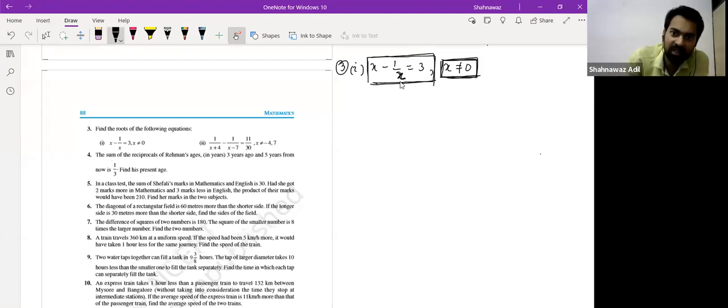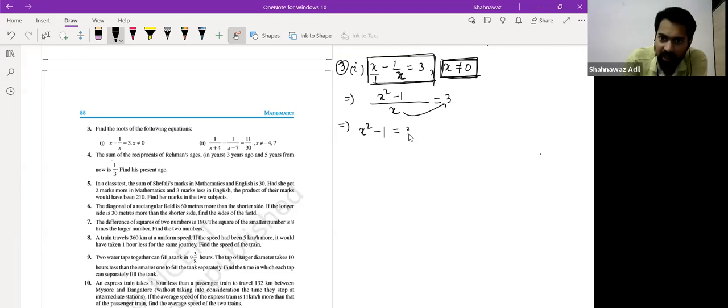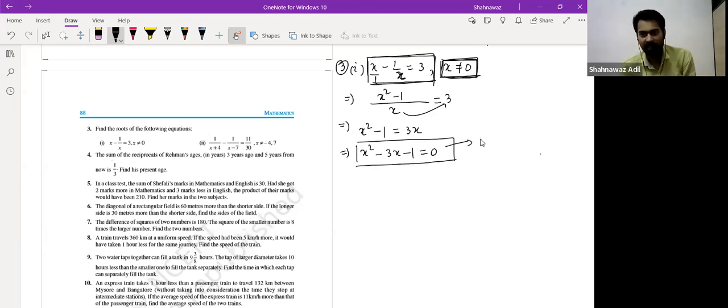But when we simplify this equation, we will get what? This is the LCM, this is by 1, and this is x square minus 1 is 3. So this guy goes to the other side. So this becomes x square minus 1 is 3x. So this becomes x square minus 3x minus 1 equals 0. Now this is the quadratic equation, right? So first is Madhiya. Tell me what is a, b, and c.